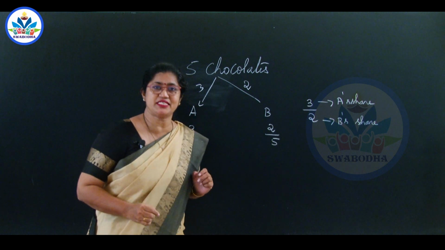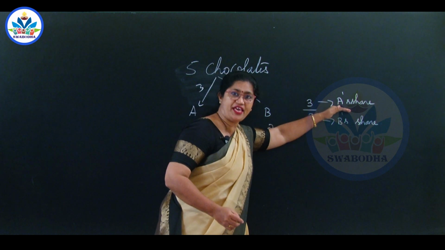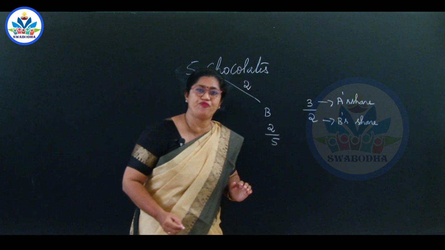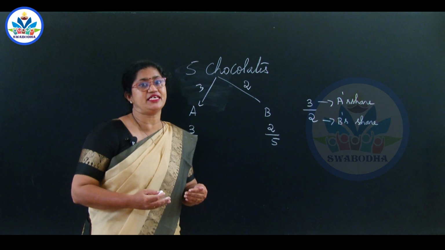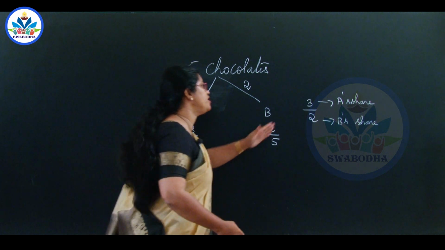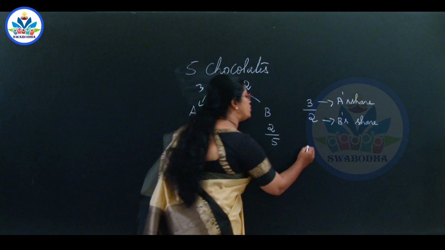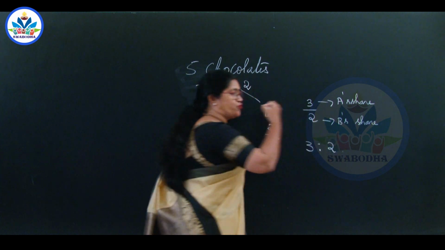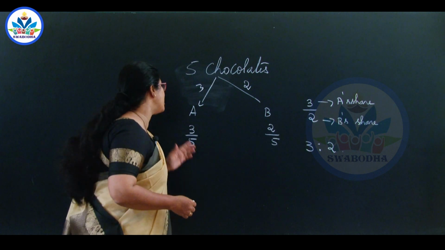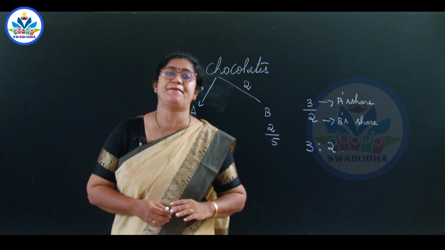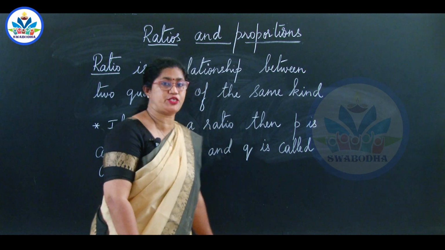Now, here what we are doing is, we are comparing 2 quantities. One is the share of A and the other one is the share of B. So, when I am comparing 2 quantities, what I am getting is a ratio. So, here 3 by 2 represents a ratio, and it can also be denoted as 3:2. So, that means now I can say that ratio is a special type of fraction which is used to compare related quantities. So, let us look at the definition of ratio.